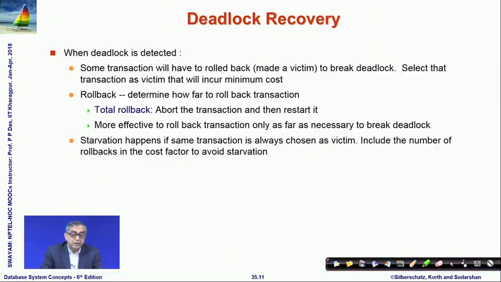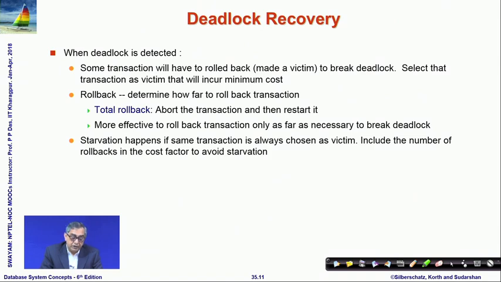So, when the deadlock is detected, there has to be a recovery. Transactions will have to be rolled back to break the deadlock, and so a strategy is required to select which transaction must roll back. Naturally, that should be done based on the minimum cost. If you roll back, then there is a recomputation, because you have to restart and do that transaction again. So, in terms of rollback, you have to determine how far to roll back that transaction.